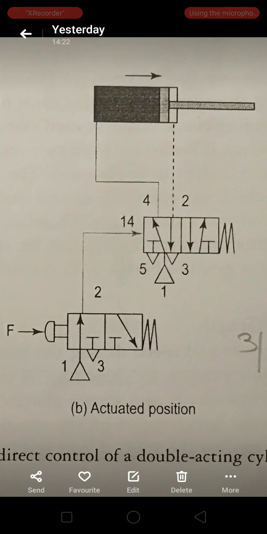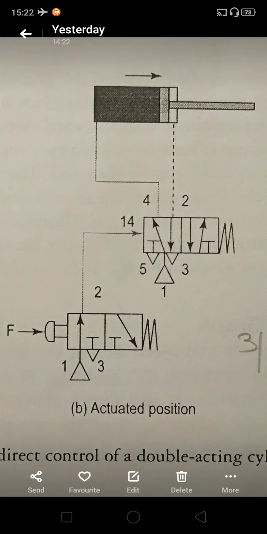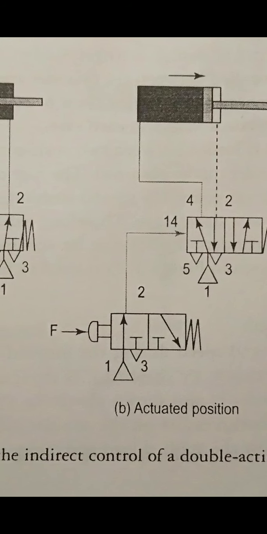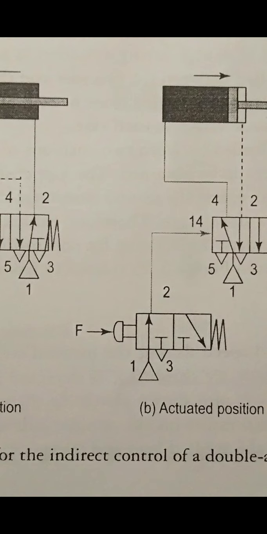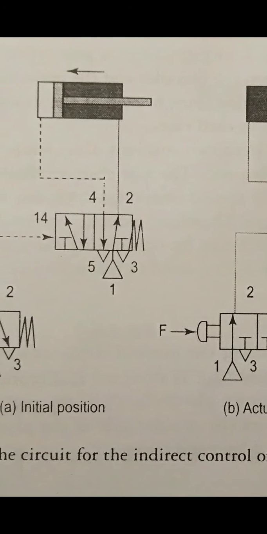So from the manual push button, 1 is connected to 2, which is connected to 14, a pilot port, and when it gives power to this pneumatically operated 5x2 DC valve, 1 is connected to 4 and 4 is giving the thrust, so the piston moves towards the right, and 2 is connected to 3 for an exhaust line. When you are releasing or retracting the push button, you are taking back the piston.